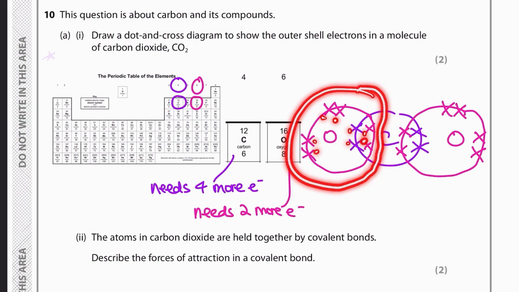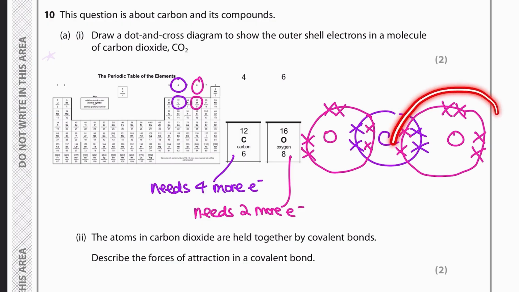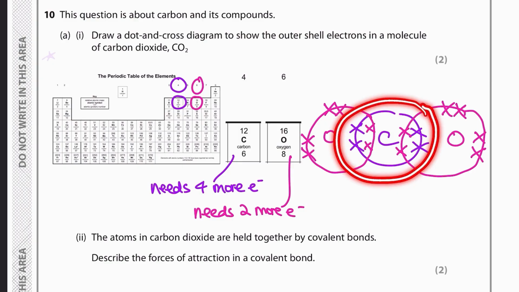Happy. Check the same for the right-hand side. Also 8 electrons, including the 2 purple ones from the carbon because it's sharing now, right? And then what about the carbon in the middle? Does it have 8? Yes, it does. And this is the dot and cross diagram for carbon dioxide.